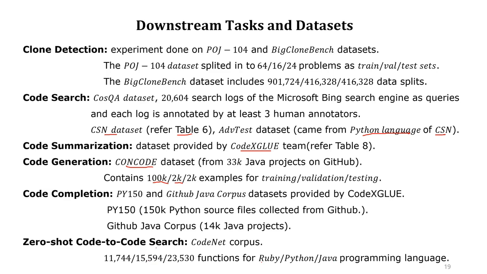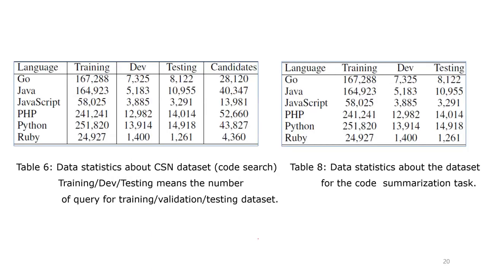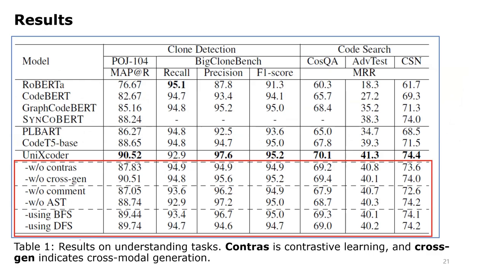Because the code search takes one programming source code, we are required to search for source code with the same functionality, either from the same programming language or from other programming languages. Here are the data statistics. This is for CSN data, for code search. The later one is for code summarization, which is taken from CodeXGLUE. Here are the experimental results.